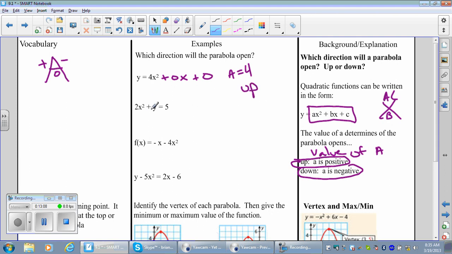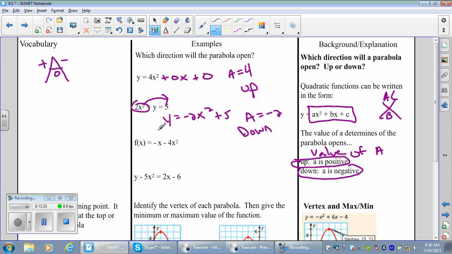Now what about this one? You may look at that and say, wait a minute, A is 2. And you have to be careful there because you have to get y alone. So I need to move this to the other side. So to get it in standard form, I really have y equals -2x squared plus 5, in which case the value of A is -2. So this is going to open down.